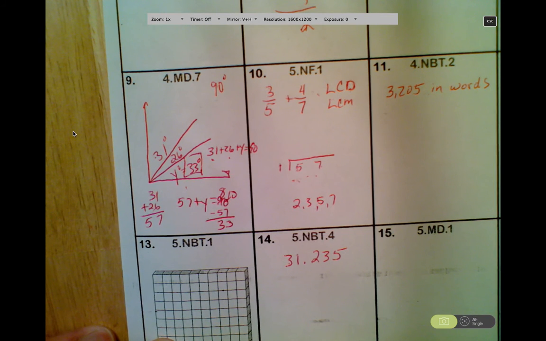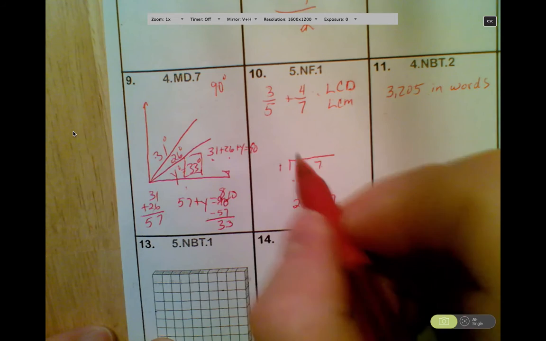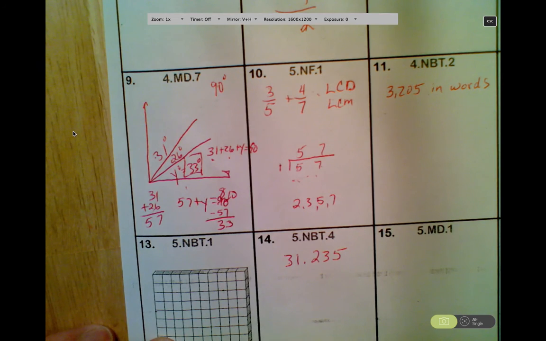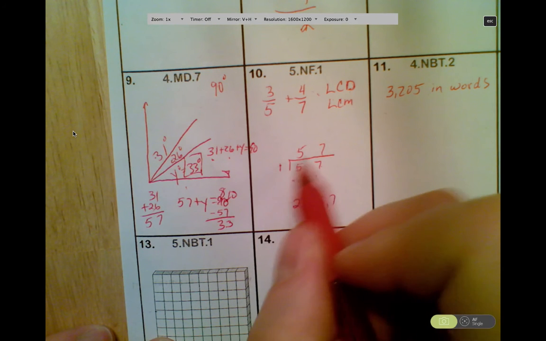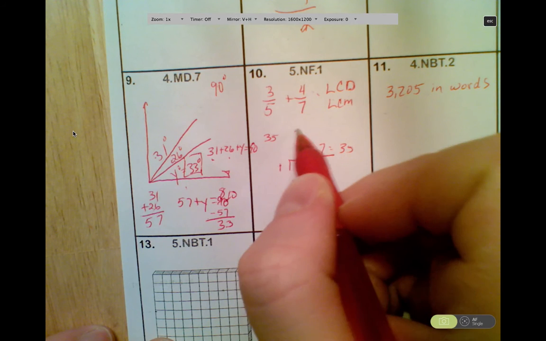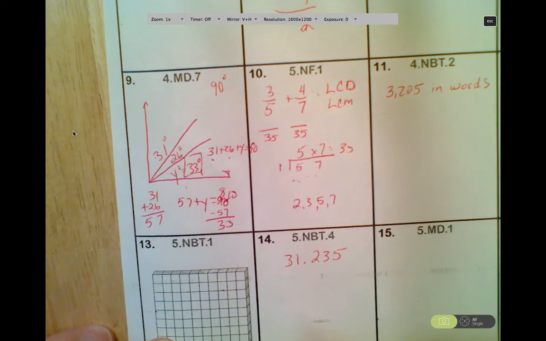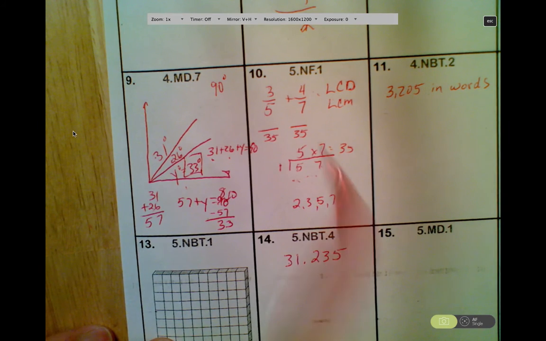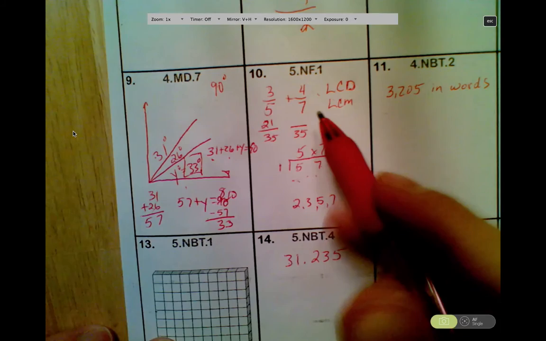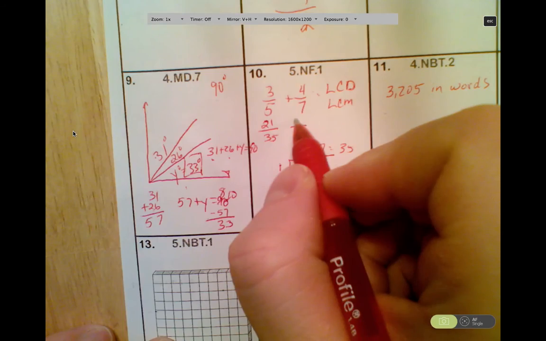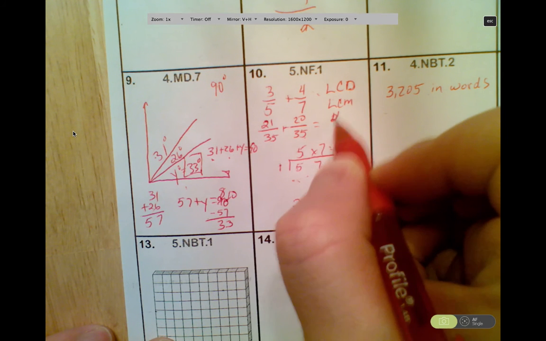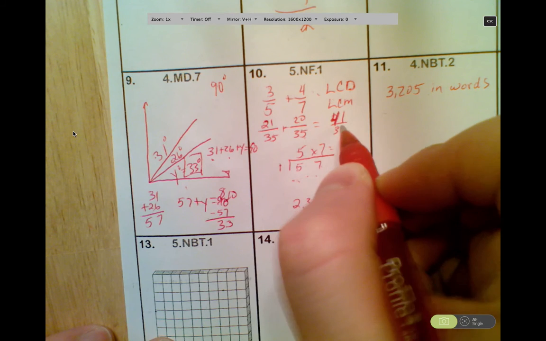So the number 1 would be our greatest common factor. 1 times 5 is 5. 1 times 7 is 7. So it's like our same numbers. What does that mean? To find the LCM, we've got to do 5 times 7. It's 35. So 35 will be our lowest common denominator. Now we make equivalent fractions like we did yesterday. 5 times 7 is 35, therefore 7 times 3 is 21. 7 times 5 is 35, 5 times 4 is 20. Add those two together, and you get 41 over 35.